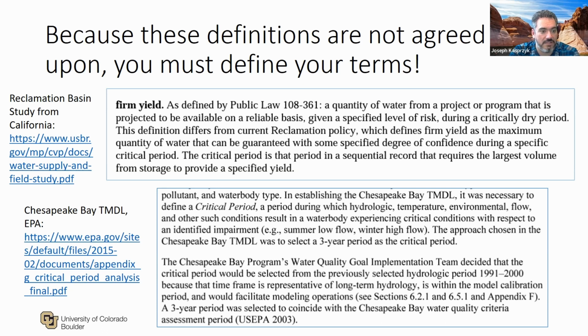The second example is from the EPA, and this is a water quality kind of thing. They call the critical period a period during which hydrologic, temperature, environmental flow, and other such conditions result in a water body experiencing critical conditions. And then a 3-year period is the critical period. Notice that that can be the way the term is defined, but then also look at how they select a particular period. They're going to select 1991 to 2000 and then pick that 3-year period from within there.